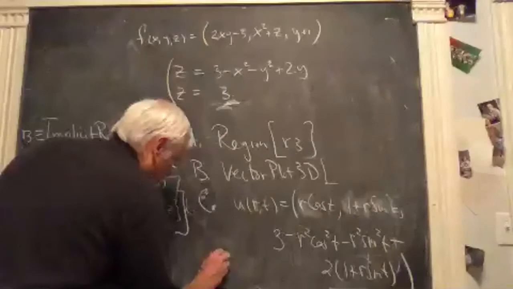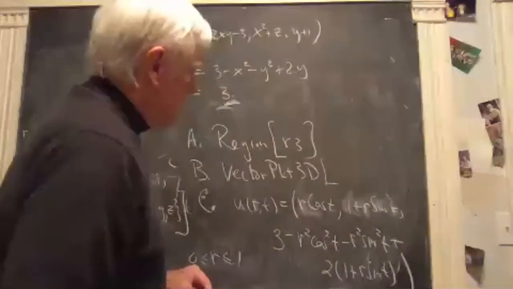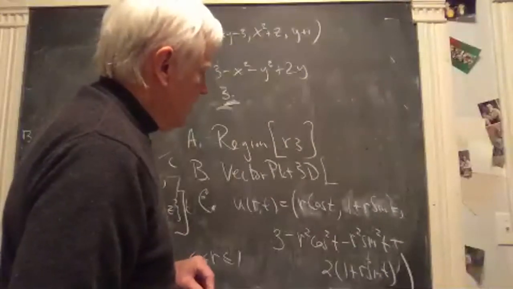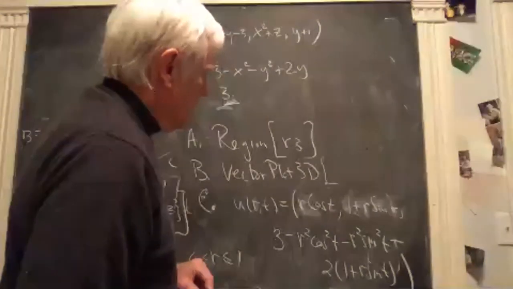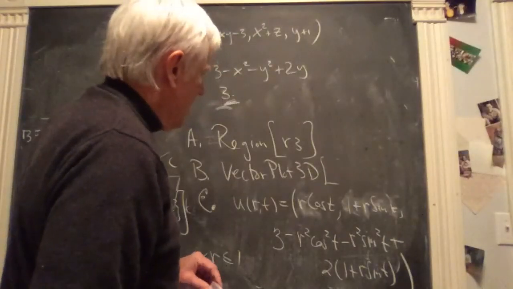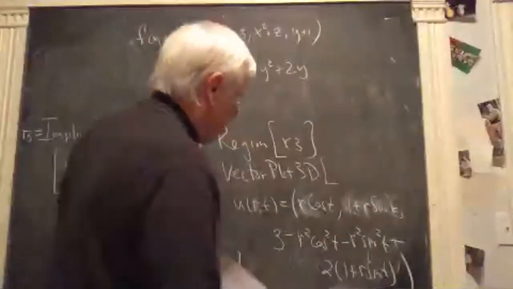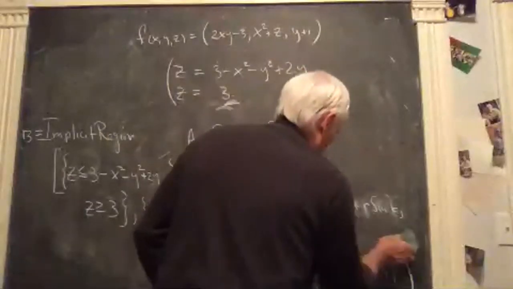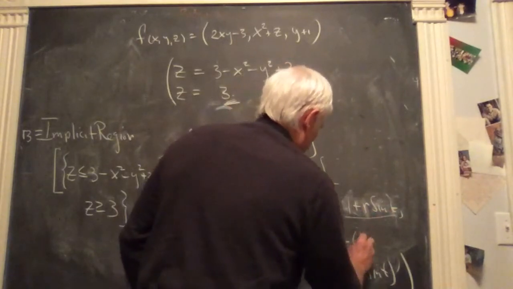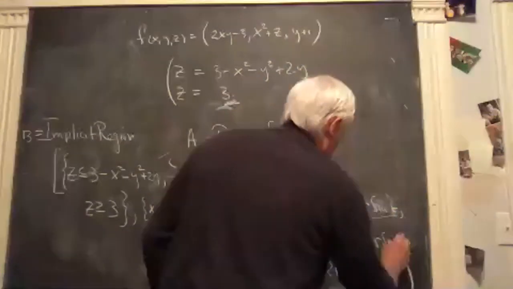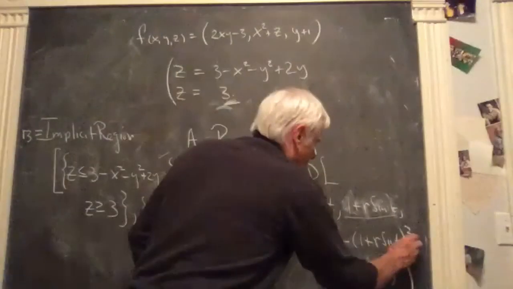How could you get 1 plus R times sine T in this one? Like, how could you get that? Wait a minute here. Oh, minus Y squared. Yeah, this is not quite right. Because it's this whole thing squared, minus the Y value, 1 plus R sine T, the quantity squared, and then plus 2Y.